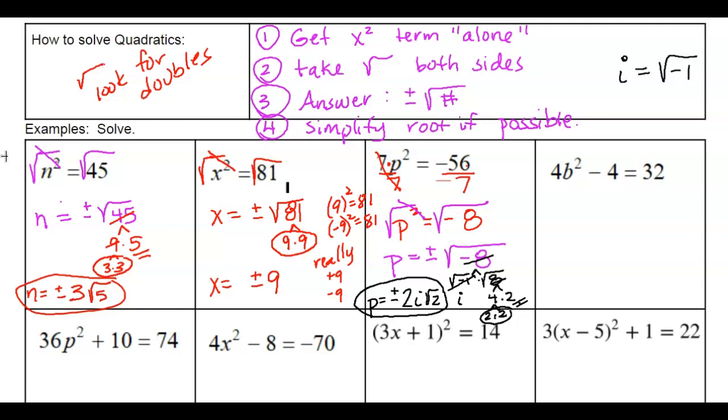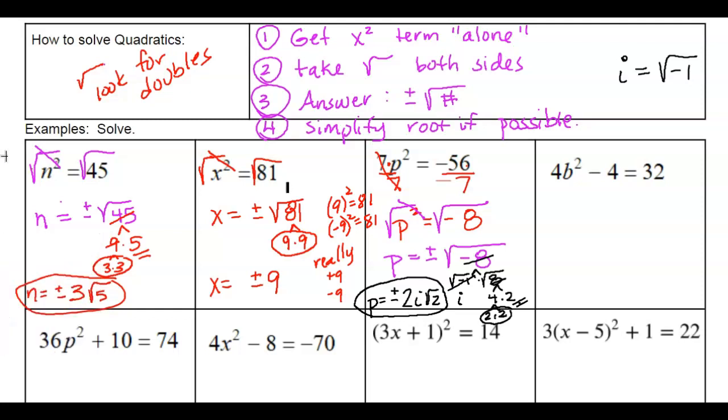So our final answer is plus and minus 2i root 2. If you try typing that in on a calculator, the square root of -8, it probably says error. You're going to have to do negative square roots by hand, okay? But I kind of show you how to do all of it by hand.